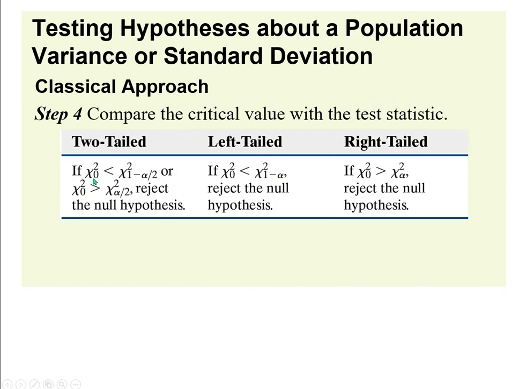For a two-tailed test, we're talking about our test statistic being less than or greater than one of the 2 critical values. Left-tailed is strictly less than, or right-tailed is greater than. In each of these cases, if that's true, then we reject our null hypothesis. And then we state our conclusion.